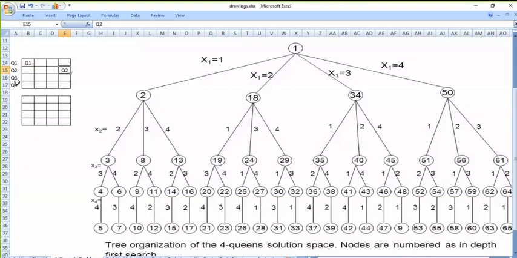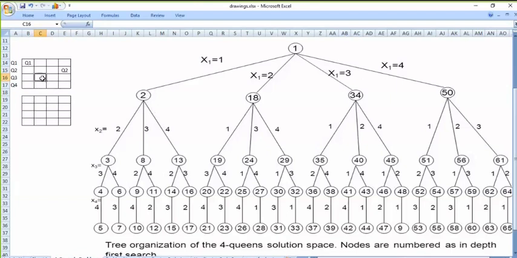Now what do I need to do? I need to find out the position of Q3. Q3 I cannot keep over here. Then what is the other value? I can keep it over here, on the second column. So from 2 to 13 I have, and from 13 to 14 I can have 1. So what is the value? The value is 2, the second column.